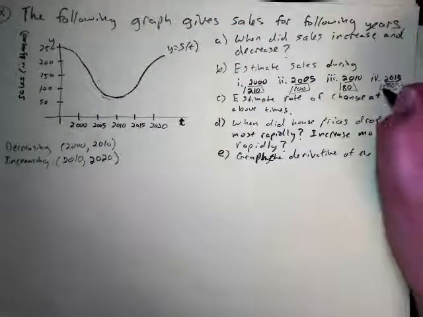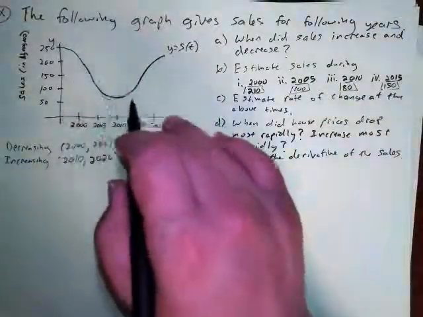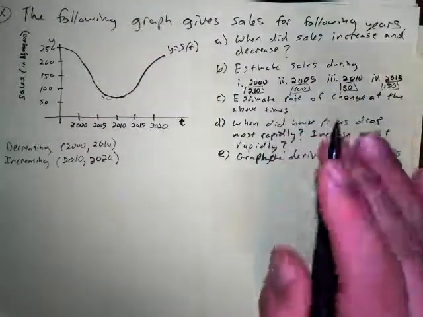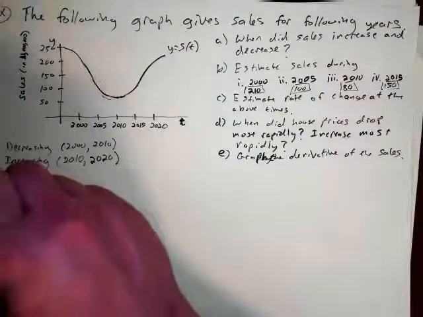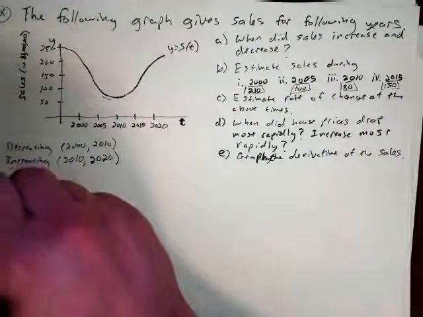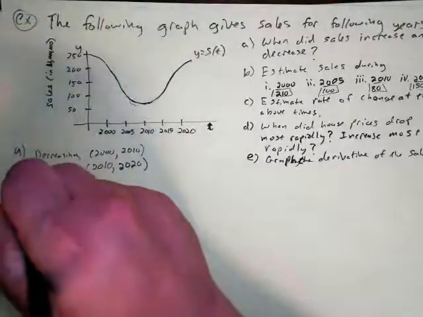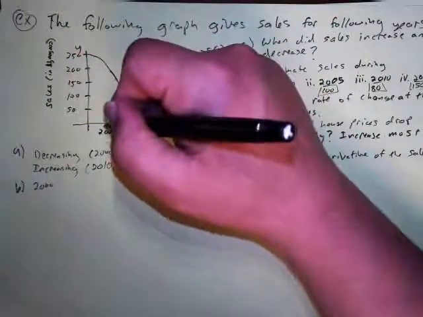Okay, so this is just getting the value of the function at those different times. Now what it wants you to do is estimate the rate of change at those different times. So let's actually do that. Let's estimate the rate of change at each of those times. Okay, so at 2000, how are we going to do this?